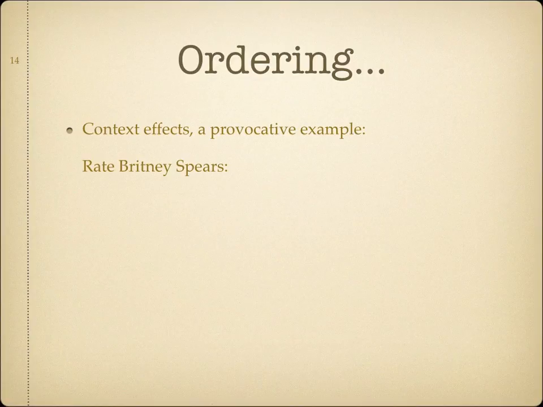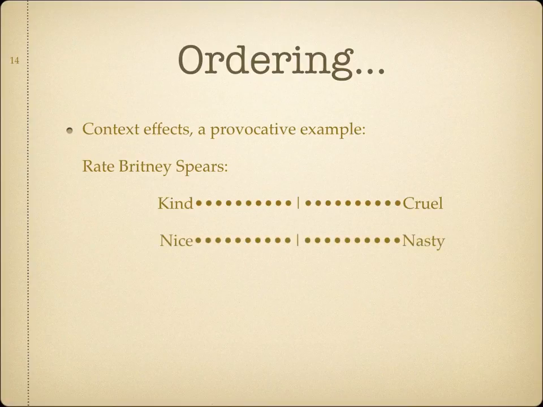I'm going to ask you to rate Britney Spears. Now, this is one way I could give you two questions about rating Britney Spears. I want you to rate her on the scale from kind to cruel, and you're asked to just circle one of the dots along that line. And then the next question is nice to nasty. Now, that provides you with one interpretation of nice to nasty. But I could ask it this way.